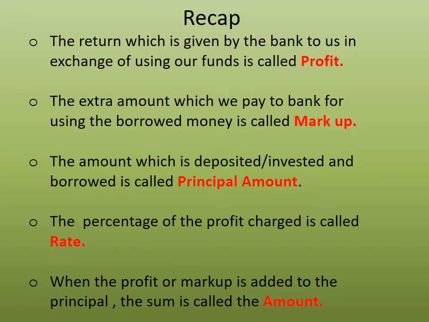But first of all, recap. What is profit? The return which is given by the bank to us in exchange of using our funds is called profit. What is markup? The extra amount which we pay to the bank for using the borrowed money is called markup. What is principal amount? The amount which is deposited, invested and borrowed is called principal amount. What is rate? The percentage of the profit charged is called rate. And what is amount? When the profit or markup is added to the principal amount, the sum is called the amount.